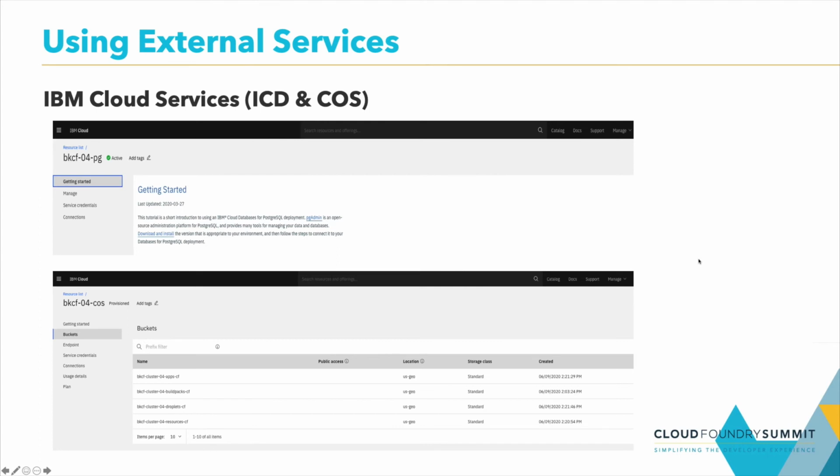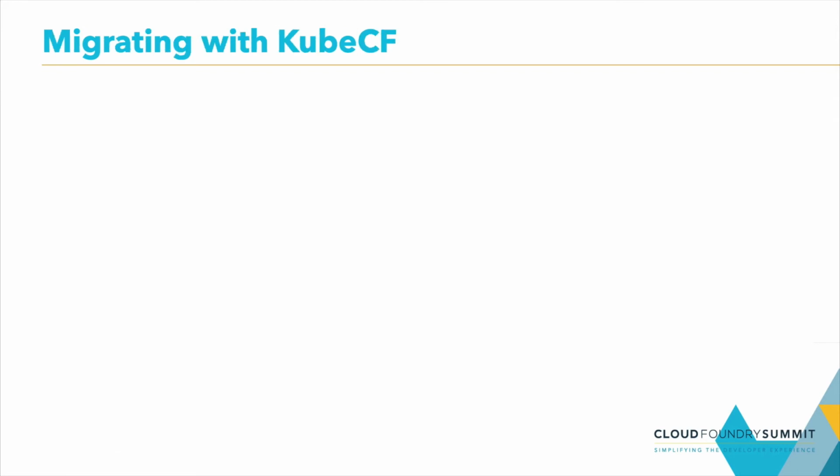The next thing, as I said before, I use these 2 services. I take advantage of IBM Cloud, I already have the infrastructure there, so why not take the services that I need also from the same catalog. So I use ICD and COS. One is a Postgres database, another one is object storage.